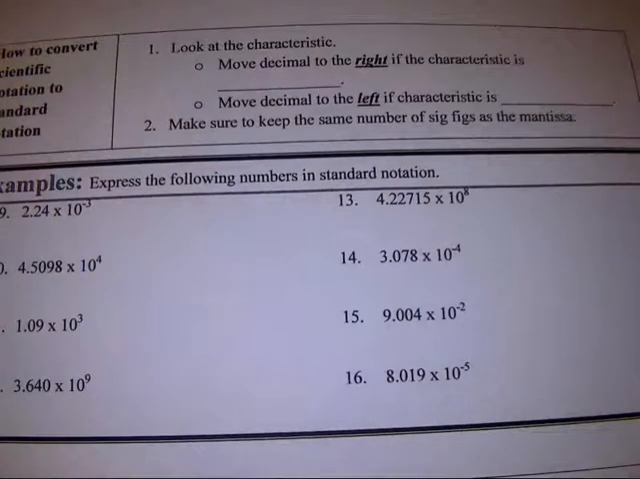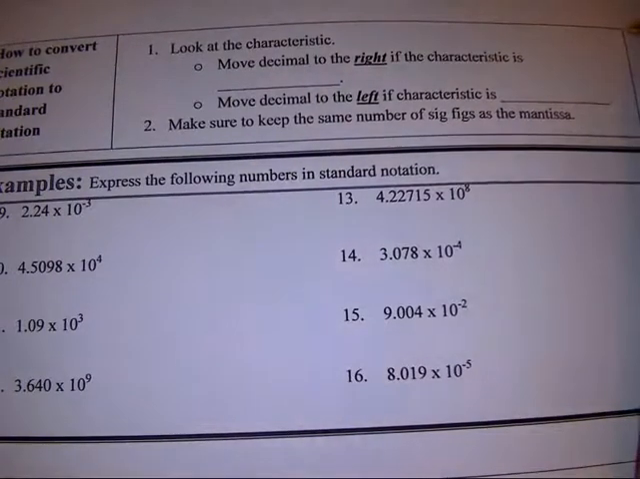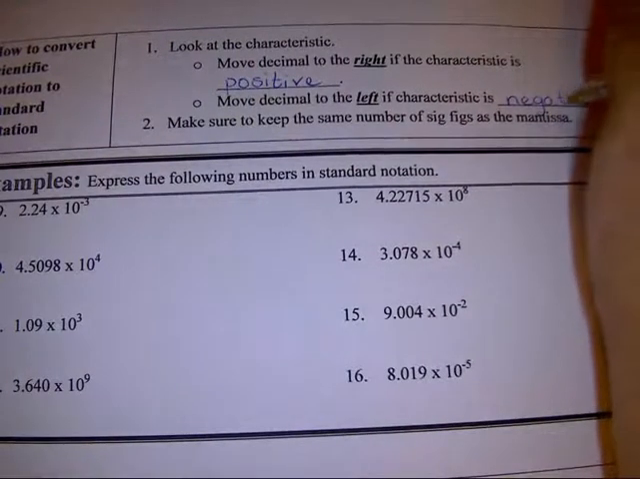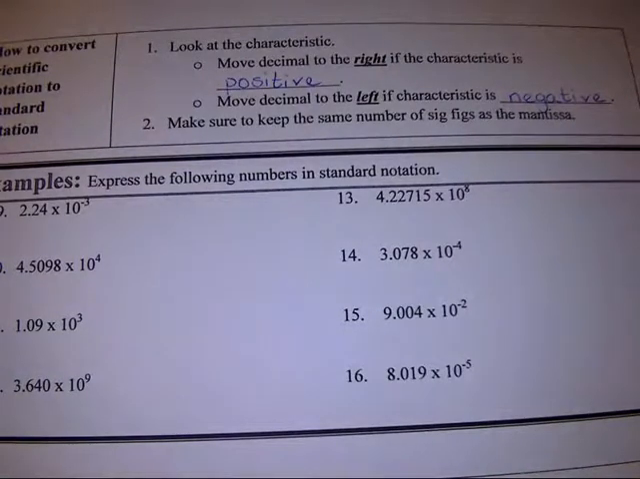The second thing I'm going to expect you to be able to do with a scientific notation is to convert scientific notation to a standard number. So to do this, you're going to first look at the characteristic. You move the decimal to the right if the characteristic is positive, and you move the decimal to the left if the characteristic is negative. Notice that this is the opposite of what we did before. And the second step is basically keep the same number of sig figs as the mantissa.